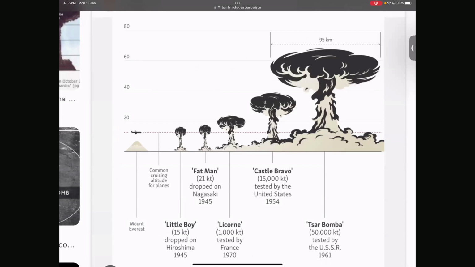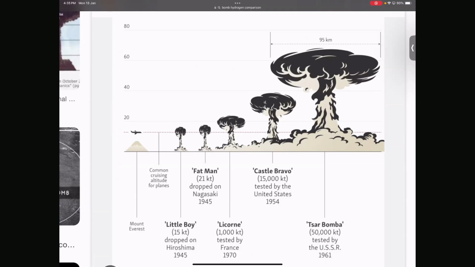Hiroshima Nagasaki, you see, it's called Little Boy, the one at the start, okay? Do you see Mount Everest? Mount Everest is 8 kilometers up in the air, where planes fly. When you're in a plane, that's the height of Mount Everest. The Tsar Bomba goes up 95 kilometers. The cloud, the plume, goes into outer space, to the level where it collides with satellites.